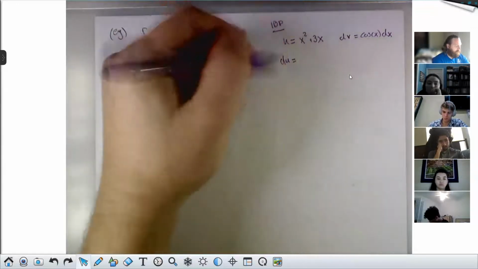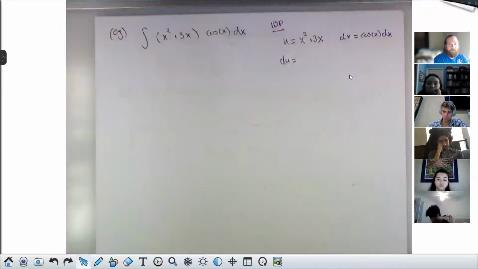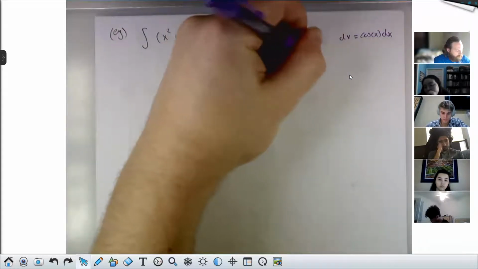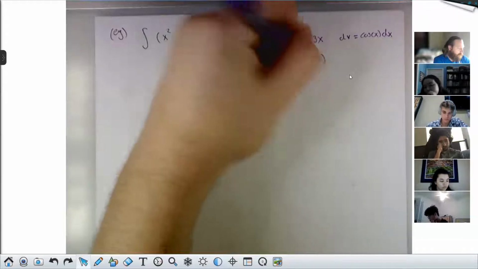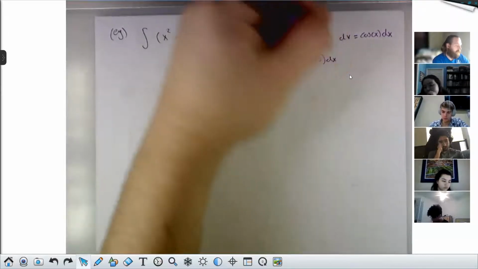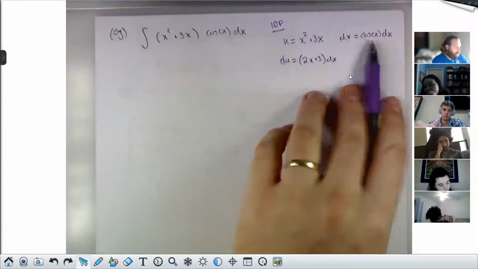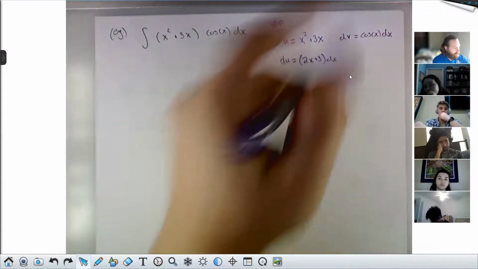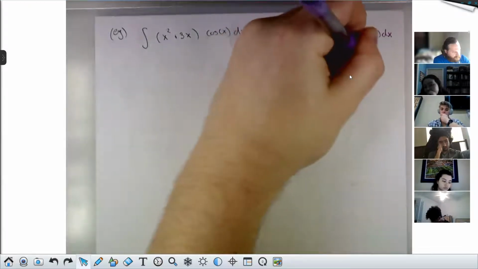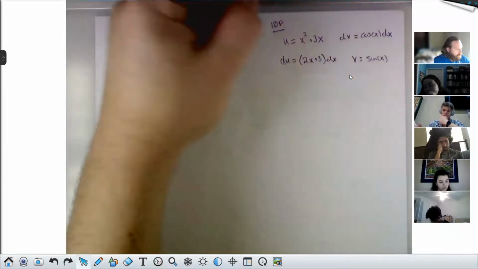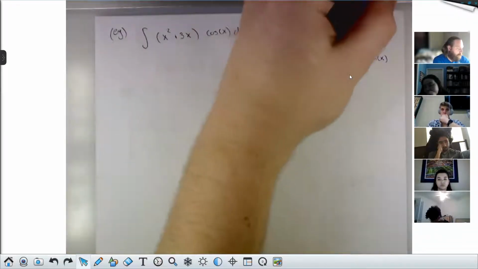So if I take the differential of x squared plus 3x, that is 2x plus 3, all in parentheses, times dx. And if I integrate cos x dx to get v, that is just sine of x. So here's my little integration by parts table.